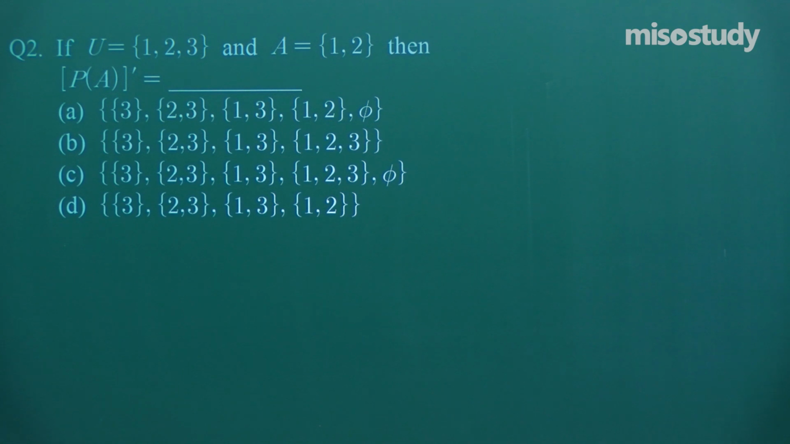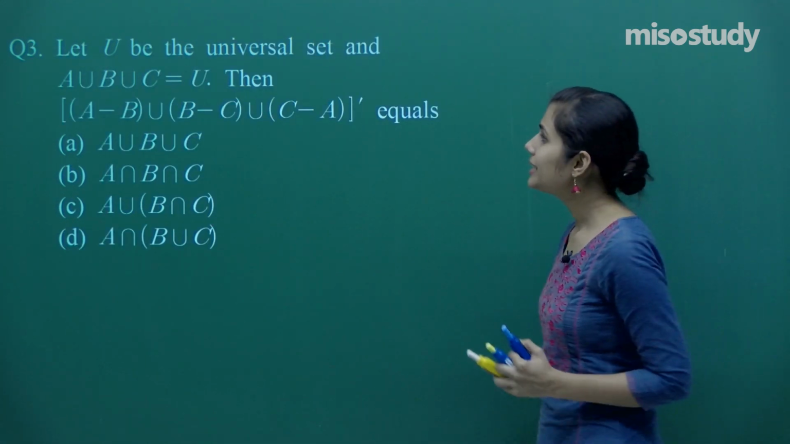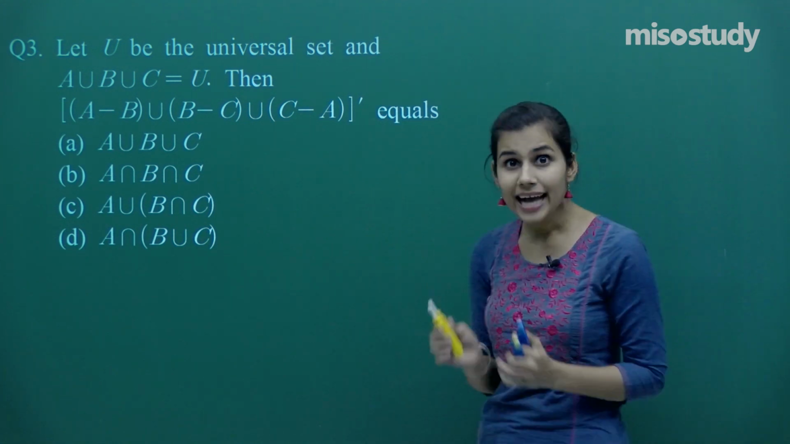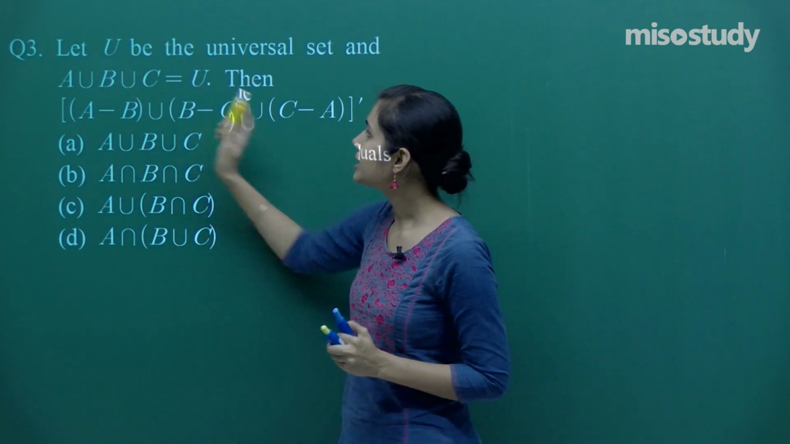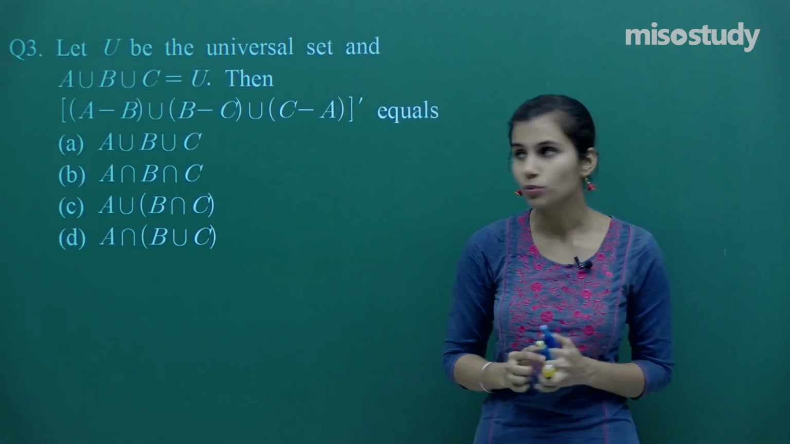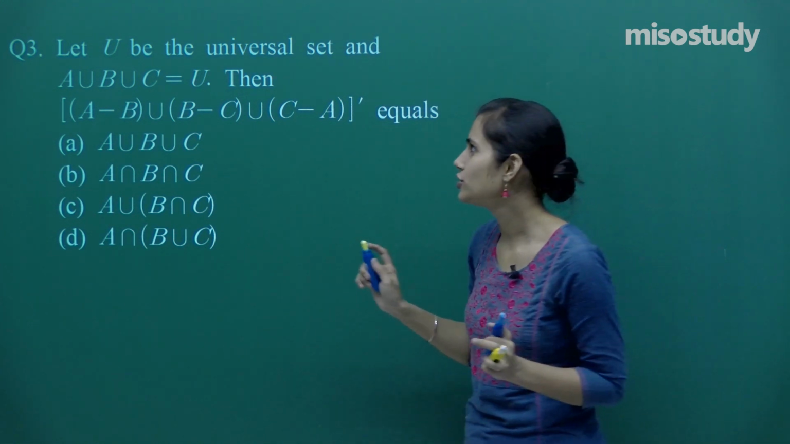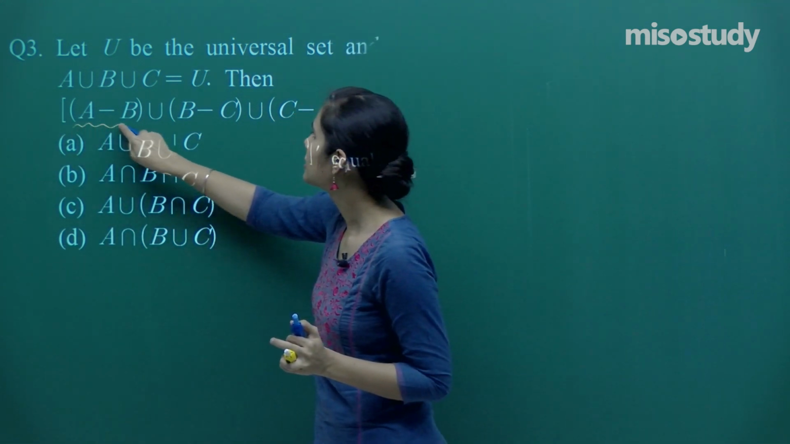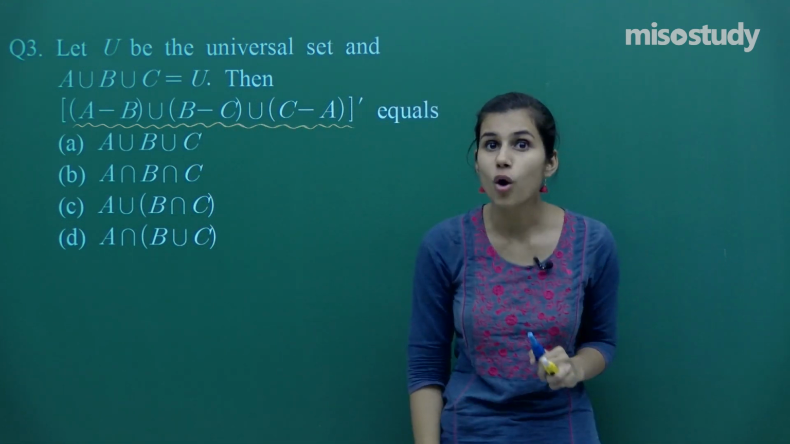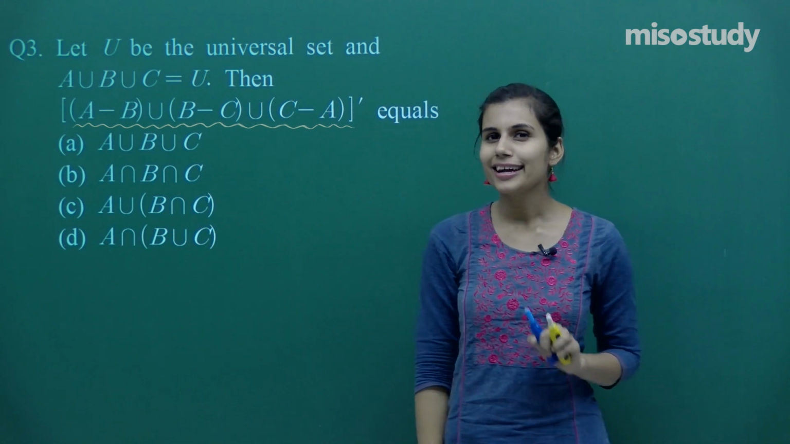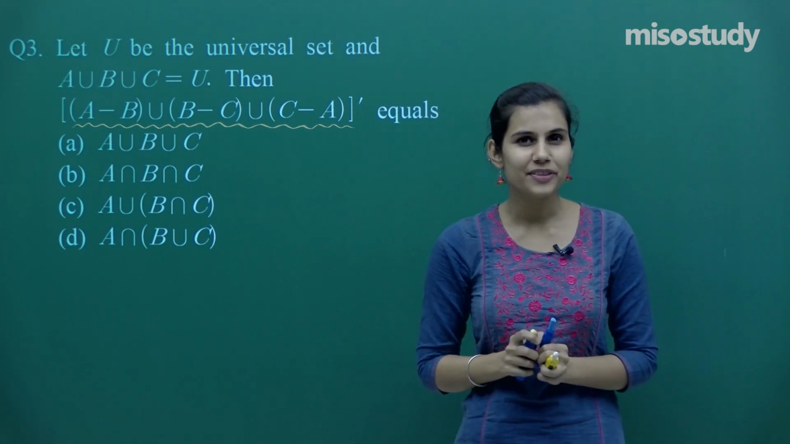The third question that we have is as follows. Let U be the universal set and you are already given that A union B union C is the universal set U. And again there is this very dangerous expression which is this. This entire expression is equal to what? Let us try again the very approach of Venn diagrams and understand this question.